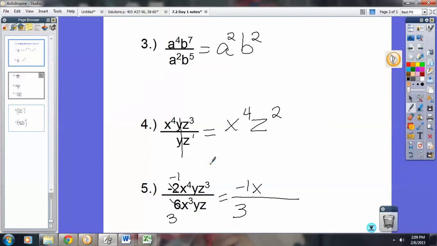The y's, what's going to happen there? They cancel. Y divided by y becomes 1. Z cubed divided by z, 3 minus 1 is 2, so z squared.